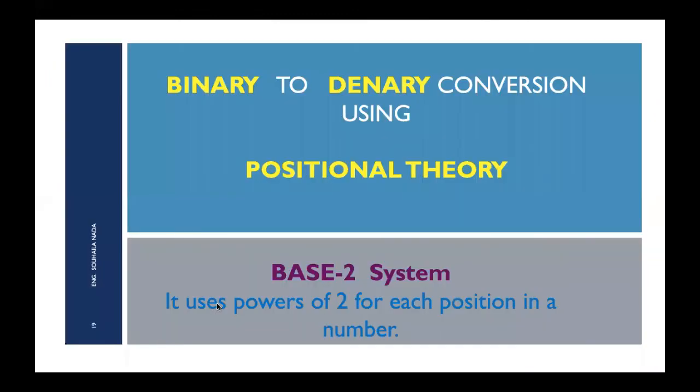Now, after we understand the meaning of the binary system, why we choose it to represent computer language, and the meaning of bit and byte, it is time to learn how to convert from binary to denary and vice versa using positional theory. Binary means a base 2 system, so whenever I use any mathematical equation, my base is 2.